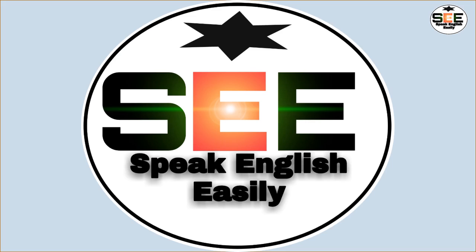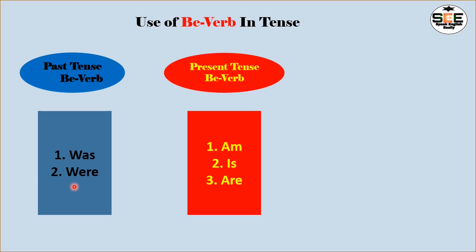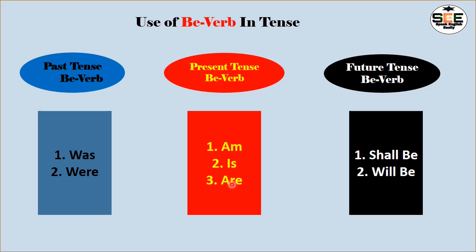My name is Sanjay. Today I'll inform you a very important topic. The name is use of be-verb in tenses. Let's start. See, we can see here past tense be-verb, and it is number 1 was and number 2 were. And here we can see the present tense be-verb. It has 3 be-verbs. Number 1 am, number 2 is, and number 3 are. And number 3 and last future tense be-verb, it has 2 be-verbs. Number 1 shall be, number 2 will be.